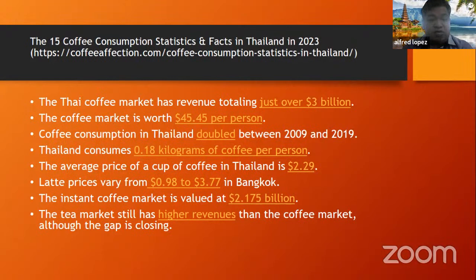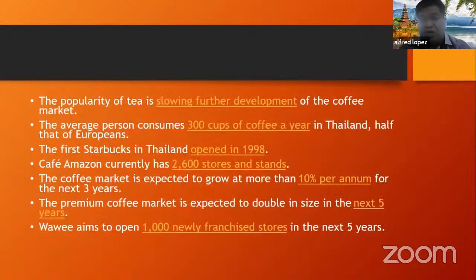Latte prices vary from 0.98 to $3.77 in Bangkok. The instant coffee market is valued at 2.175 billion US dollars. The tea market still has a higher revenue than the coffee market, although the gap is closing. The popularity of tea is slowing further development of the coffee market. The average person consumes 300 cups of coffee a year in Thailand, half that of Europeans.